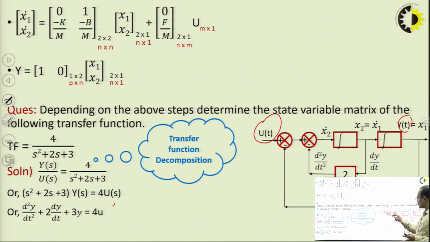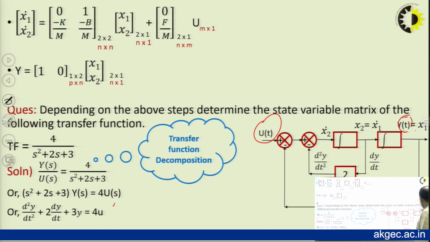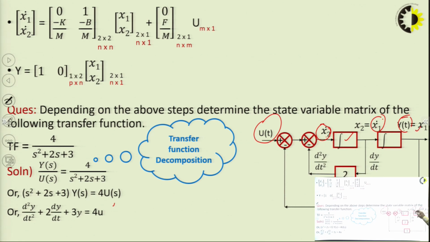What is the output? The output y(t) is equal to x1. For getting this x1, what will you do? The variables are two, x1 and x2. For getting x1 dot from x2 dot, you have to integrate one time, and for getting x1 from x1 dot, you have to integrate one more time. So by integrating x2 dot two times, we can get x1. The desired equation is 4u equal to d square y by dt square plus 2 dy by dt plus 3y.